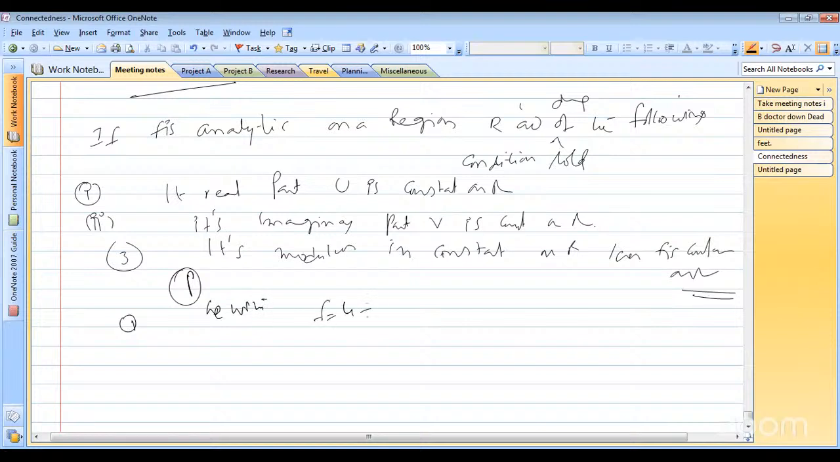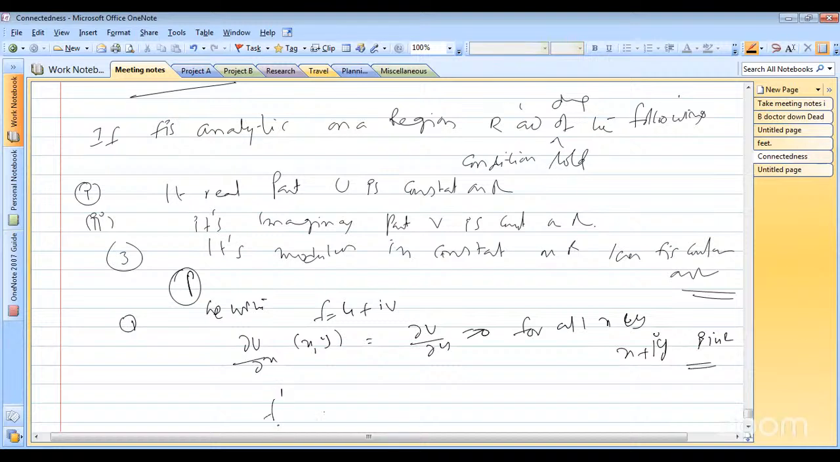Assume that u is a constant, so ∂u/∂x is zero and ∂u/∂y is zero. You know that for all x and y, we express f in terms of u and v.